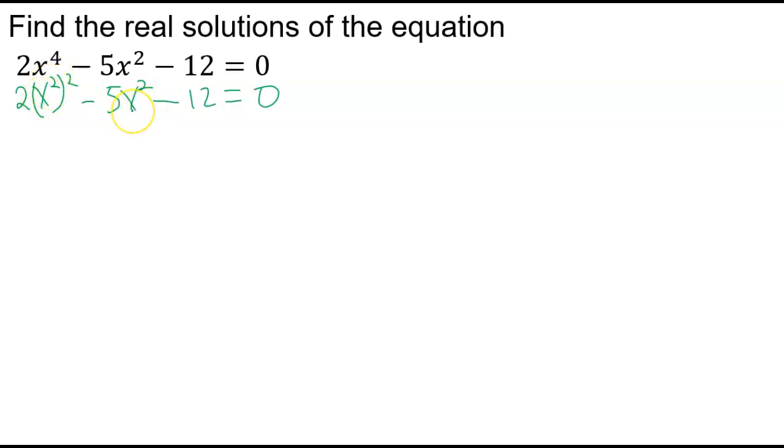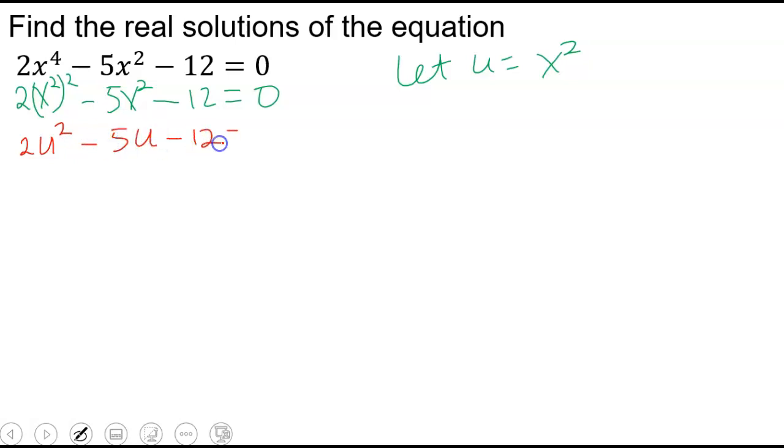So we have x squared, we have x squared. So we're going to let u equals x squared. So now we have 2u squared minus 5u minus 12 equals 0. So we can solve this quadratic any way we want, or whichever way is easier. 2 cannot go into everything. If you like, you can also use your calculator. So if we do that, what is u?